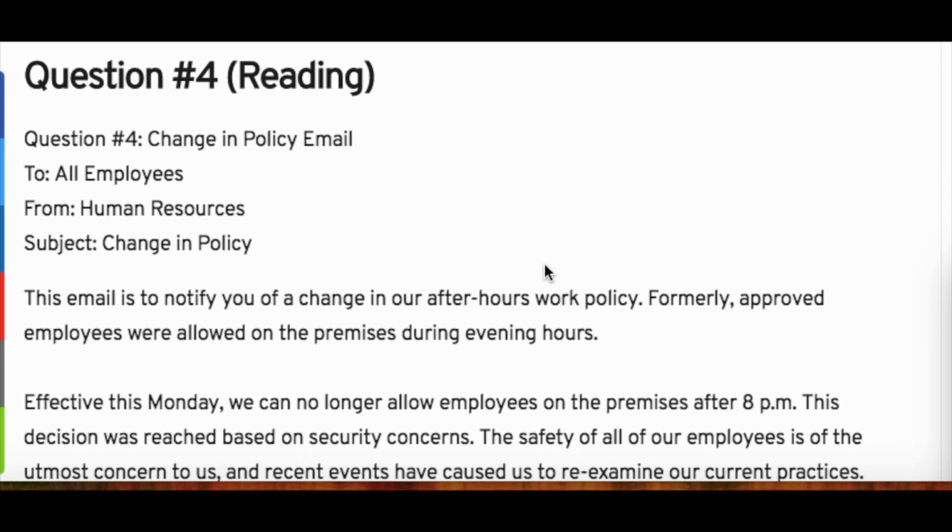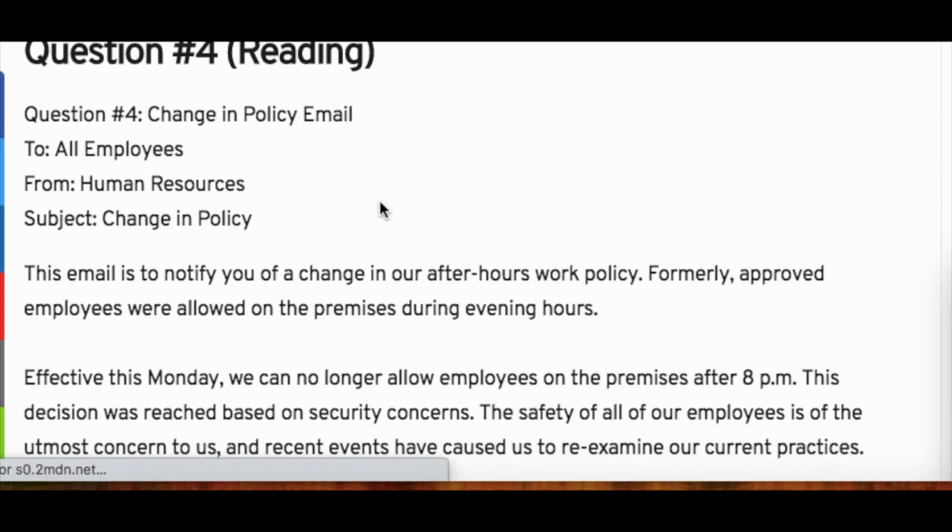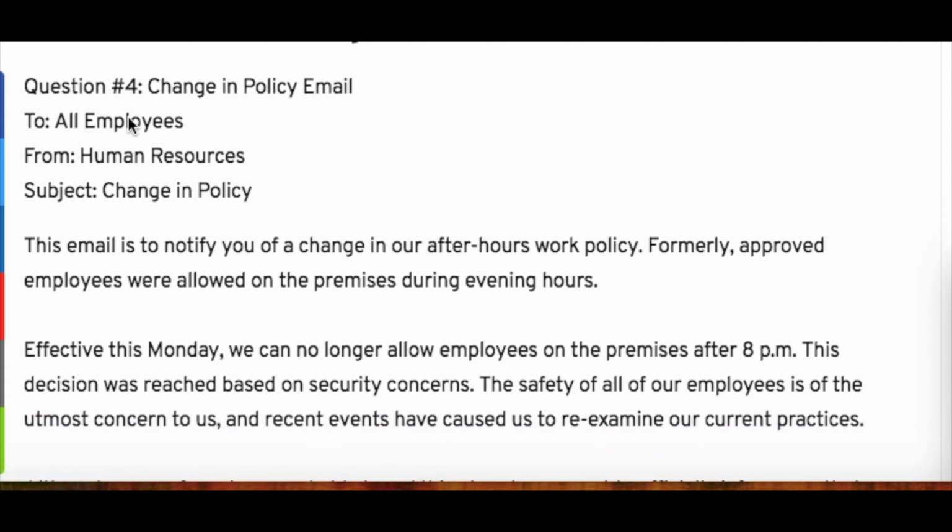But let me go through this, and if I'm reading too fast or slow for you, then just pause the video, and I'm expecting that you'll do what you need to do to make sure that it's making sense to you. All right, so it says change in policy email. To all employees from Human Resources, subject change in policy.